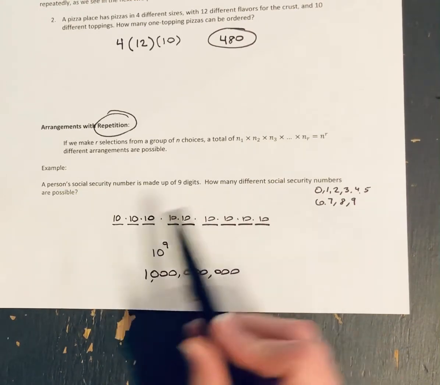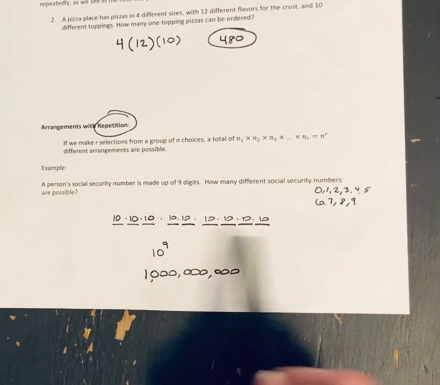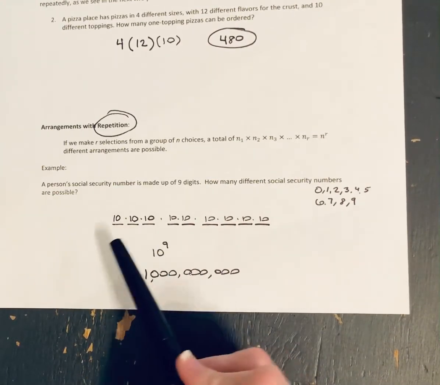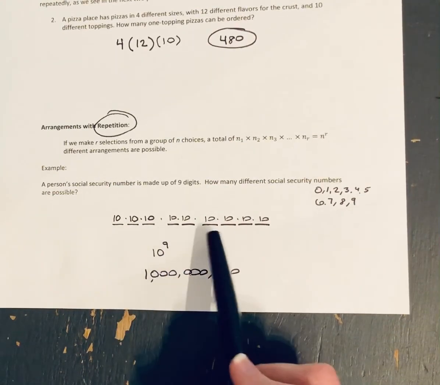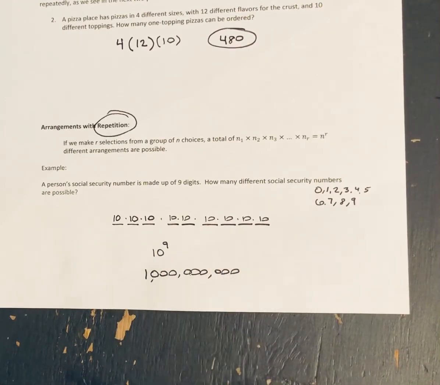I think this is a little bit oversimplified because I doubt they're going to give out a social security number that's like 111111111, but you get the idea there of the counting process.